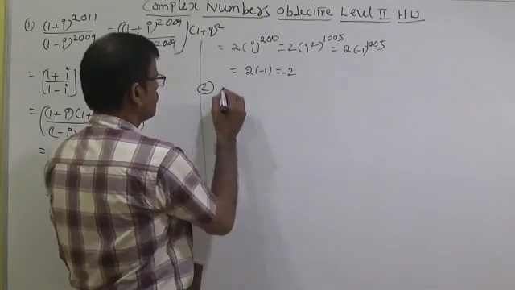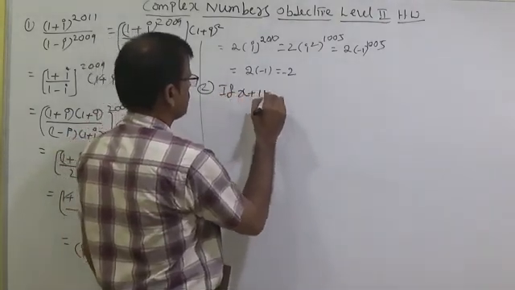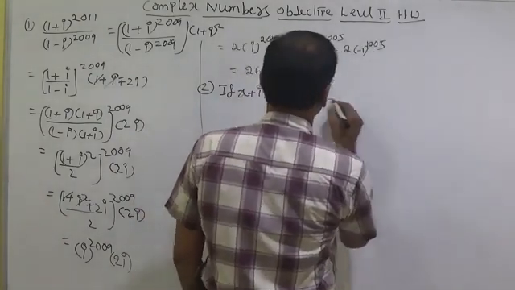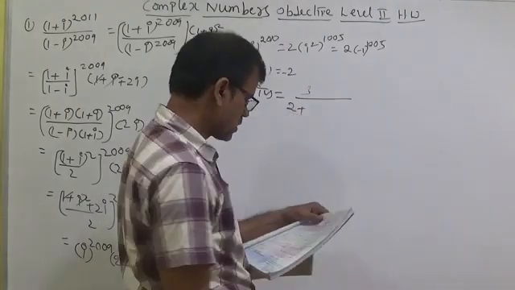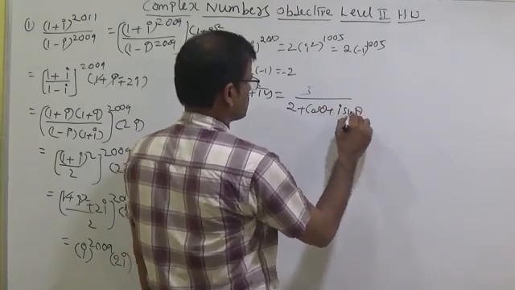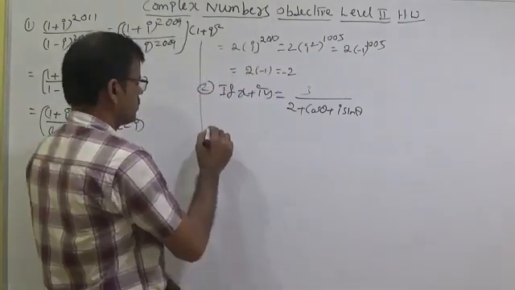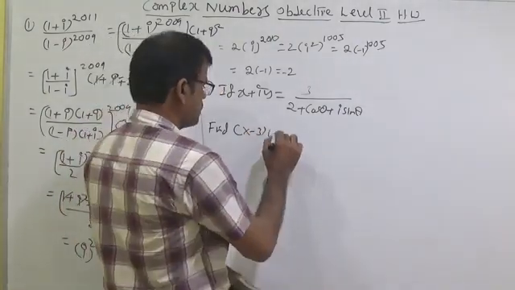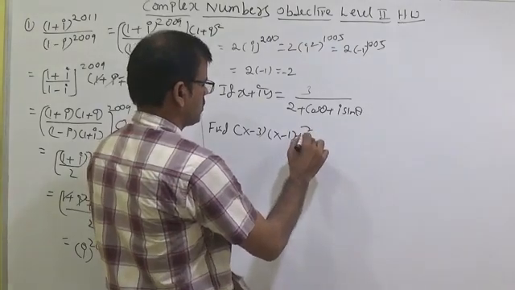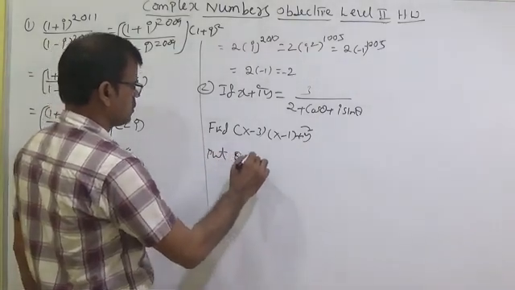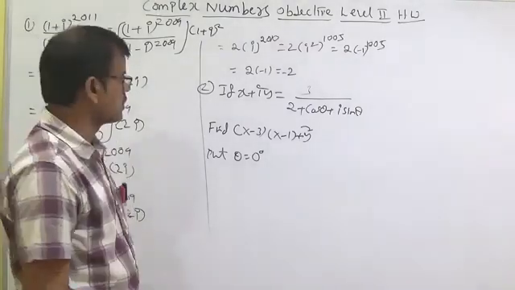Second one: if x + iy is equal to 3 / (2 + cos theta + i sin theta), then find the value of (x - 3)(x - 1) + y^2. Now put theta equal to 0 degrees.